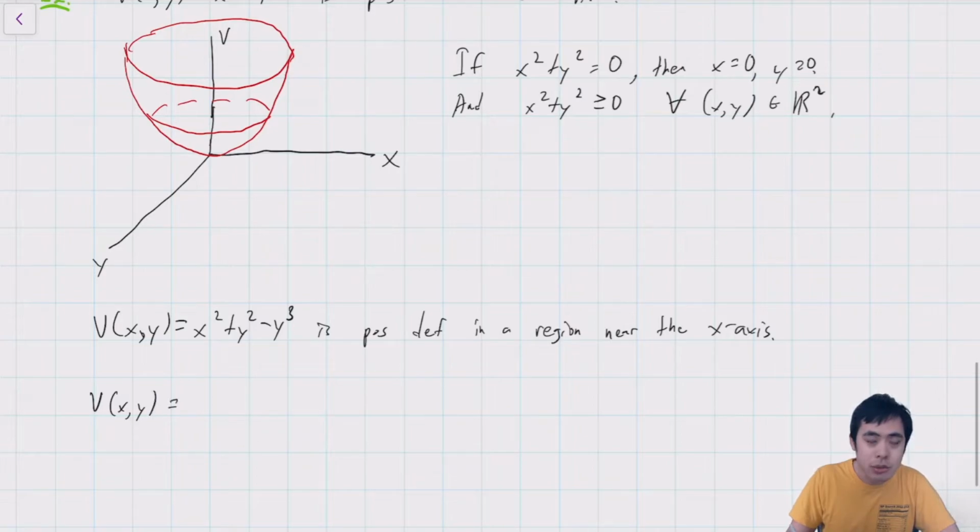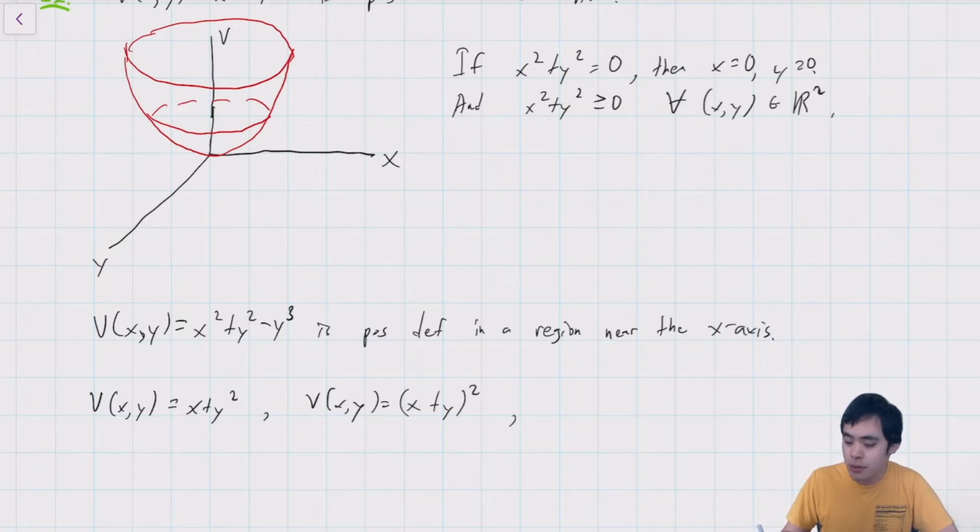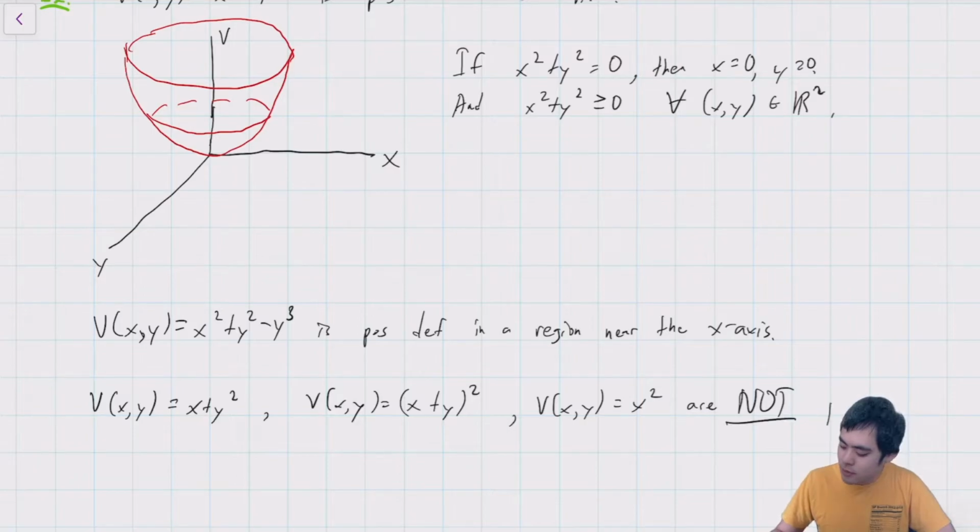V of (x, y) equal to x plus y squared, V of (x, y) equal to (x plus y) squared, and V of (x, y) equal to x squared are not positive definite.